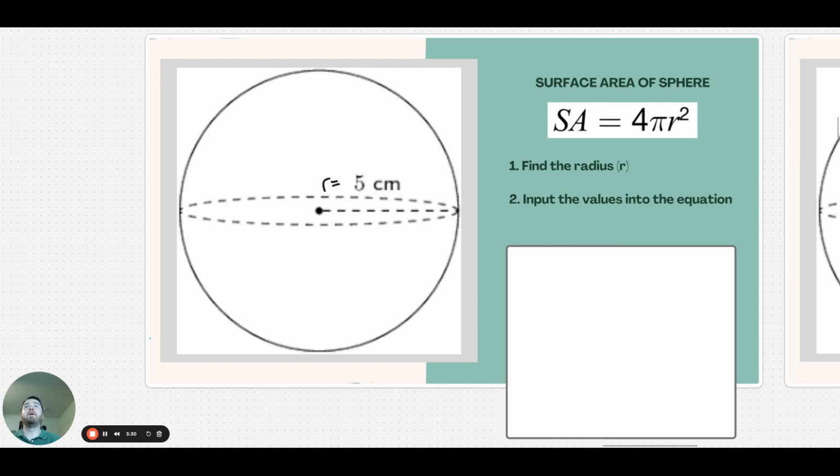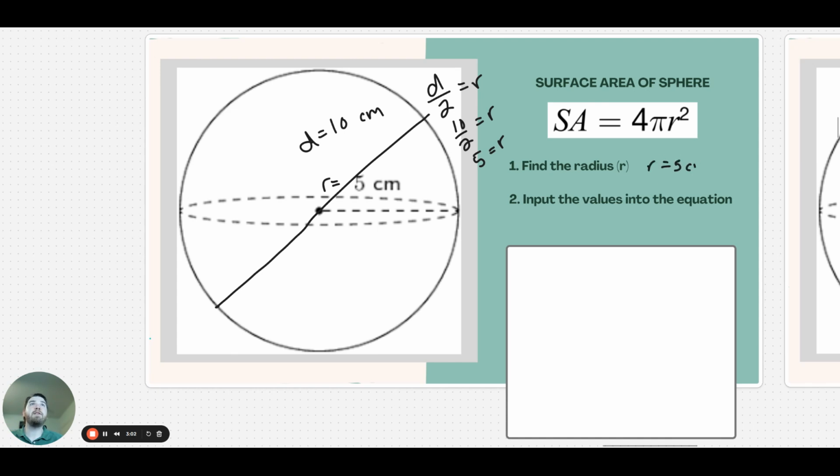Now, just real quick, if I wanted to, I could have given you the diameter. If I gave you that the diameter was, say, 10 centimeters, all you'd have to do to find the radius is just diameter divided by 2. That's going to give me my radius. So 10 divided by 2 would just give me 5. So you can always do that if you're given the diameter. All right, so the radius we said is 5 centimeters.